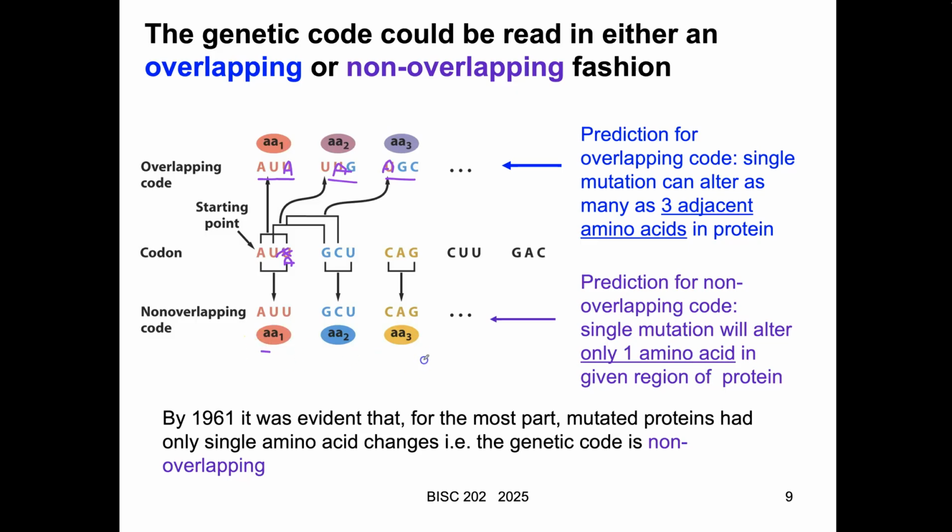Whereas if it's read in a non-overlapping way, if you have a single nucleotide change in the gene and then the RNA, it can only ever affect 1 codon. And by the early 1960s, they had basically done enough work to determine that the genetic code was a non-overlapping one. So if you had a mutated protein, it usually had only a single amino acid change, which is not what you would predict based on an overlapping code.